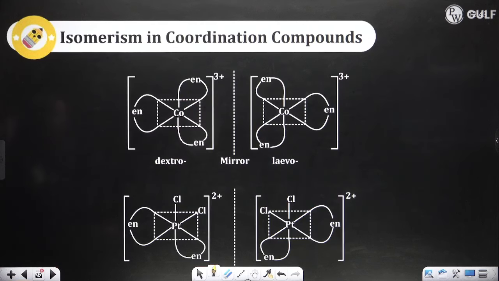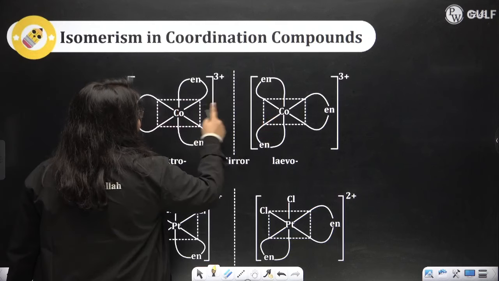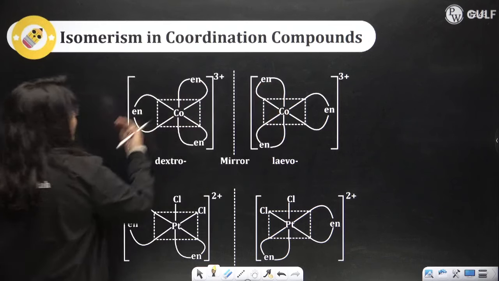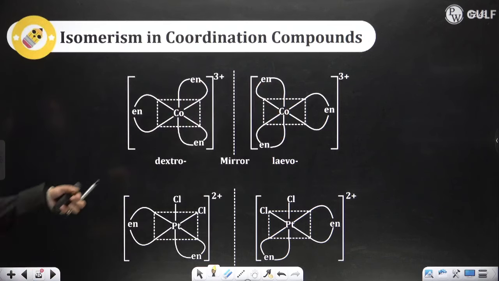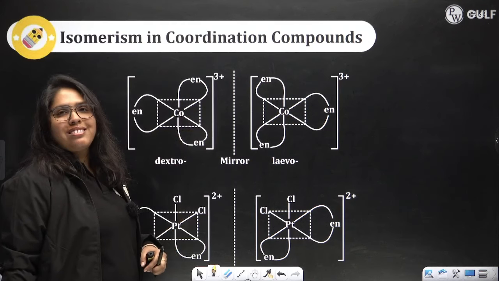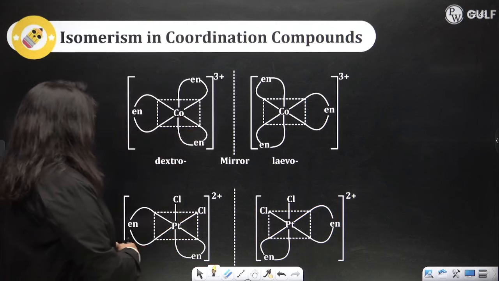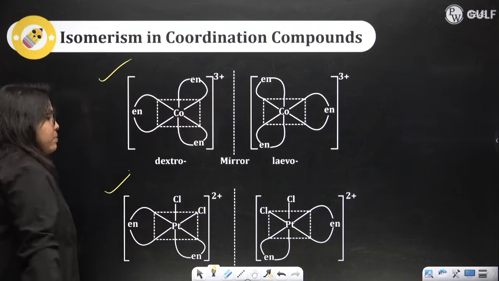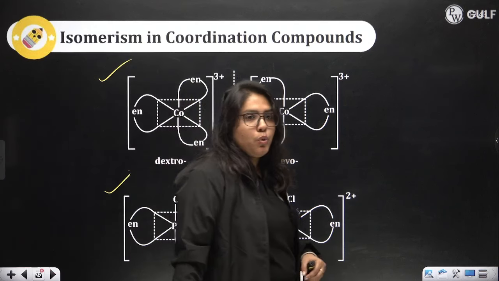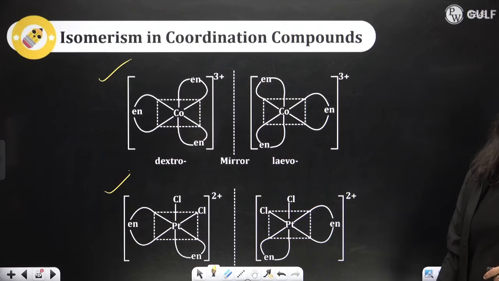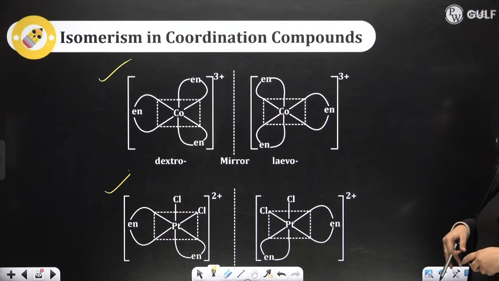Now look at it over here. These are optically active, both of them. But if you bring this molecule, the levo molecule, and place it on this, will it superimpose? It will not. Similarly, with the molecule over here, both of them are optically active. That is, they are optical isomers. Please have a look. So this is about optical isomerism, bacha.